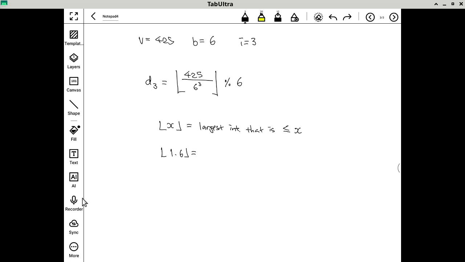Okay, so let's interpret this. What is the largest integer that is still less than or equal to 1.6 in this case? 1, okay? Does that make sense to you? All right. So that's what floor is. So when x is non-negative, then the floor is basically just getting rid of all the decimal points. It is the same as truncation, okay? Now, if x is negative, it is not truncation, because you have to round down.